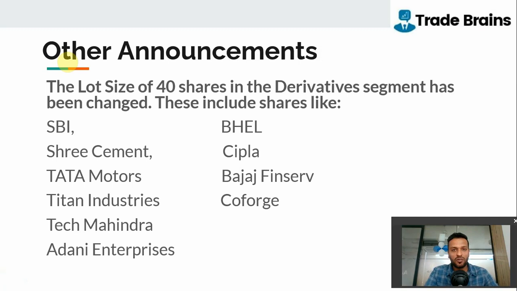What are the other major announcements by NSE? The lot size for 40 shares in the derivative segment has been changed. These include shares like SBI, Shree Cement, Tata Motors, Titan Industries, Tech Mahindra, Adani, BHEL, Cipla, Bajaj Finserv, Coforge. These are some of the names on top of the list, but there are a total of 40 shares. And for all the other 110 shares, the lot size has remained the same. They have not been changed. Only these 40 shares have been included.